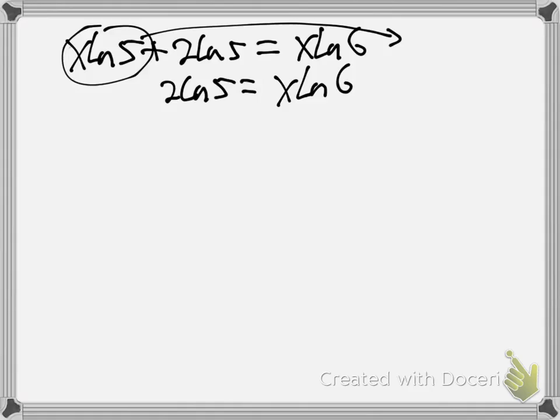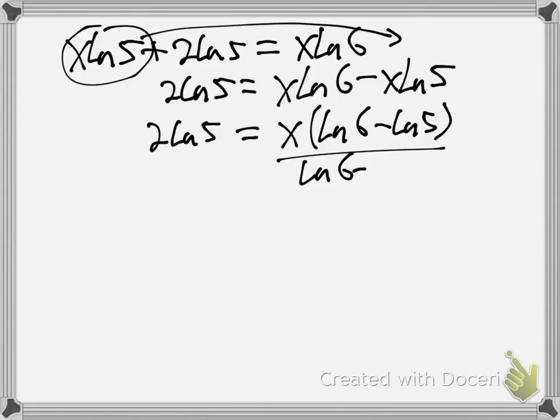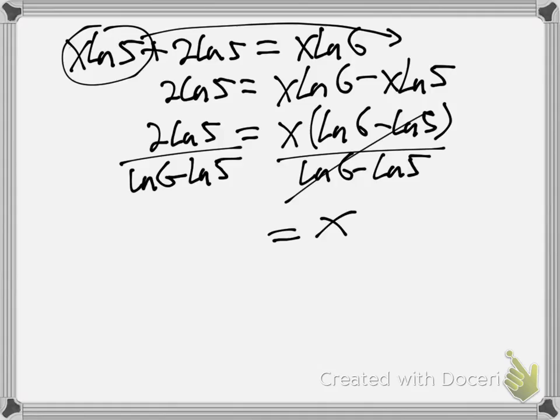Got a little messy. So you get the x's on the same side. Factor out the x, like that. And then divide, like that. Boom. X is alone. Now, when you type that into your calculator, you've got to put parentheses around the numerator and the denominator, unless your calculator automatically makes fractions, which a lot of the newer ones do, then great, you don't have to worry about it.